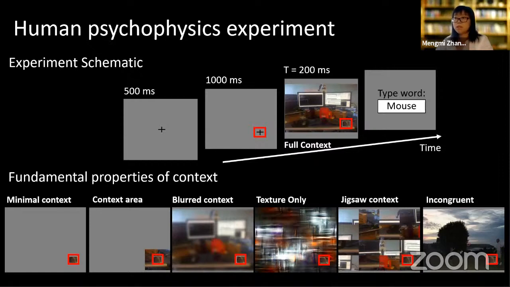In this presentation, I will present the results on each of these. It includes size of contextual areas, blurred context, texture-only jigsaw context, as well as the incongruent context. And we also included experiments studying the temporal dynamics of contextual modulation. That is, we vary the t, which is the exposure time here.